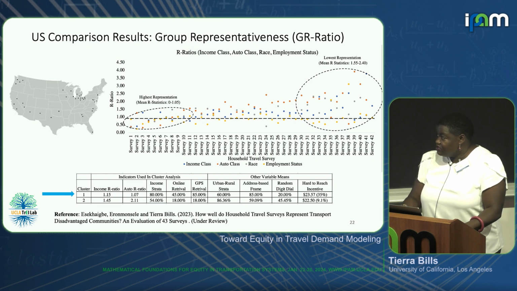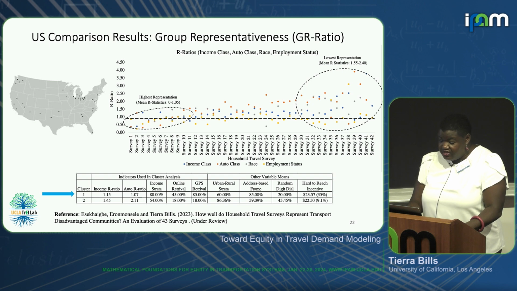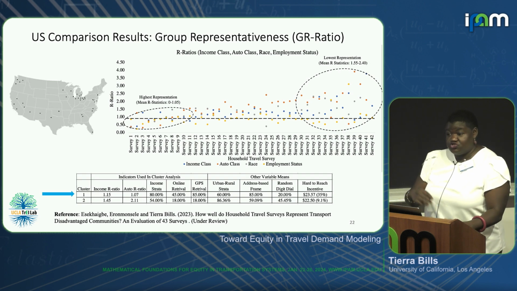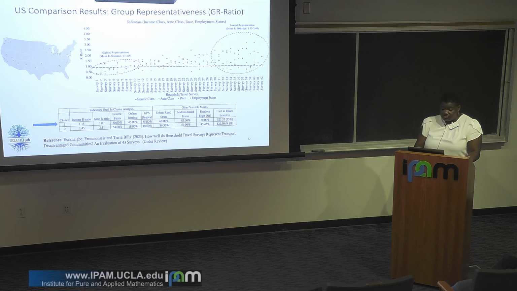And so we did a simple k-means cluster analysis, and what we found is that the surveys that tend to represent disadvantaged groups better are surveys that offer a mixture of survey modes, and they also offer an option for the individual to choose how they want to participate in the survey. These surveys also offer things like a hard-to-reach incentive, so they're more likely to offer an incentive, and they're more likely to offer a higher level of incentive. And they're also most likely to offer GPS retrieval in addition to other survey modes.